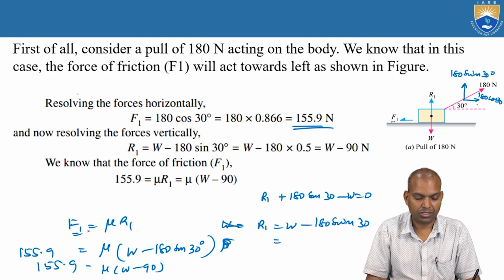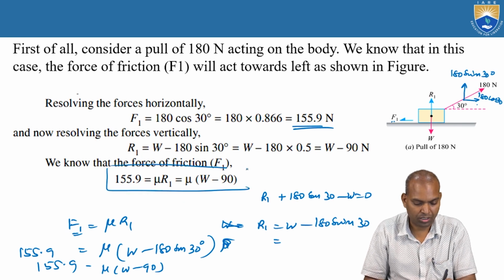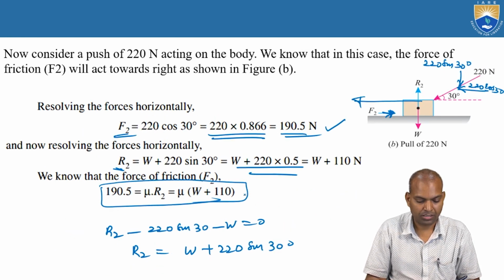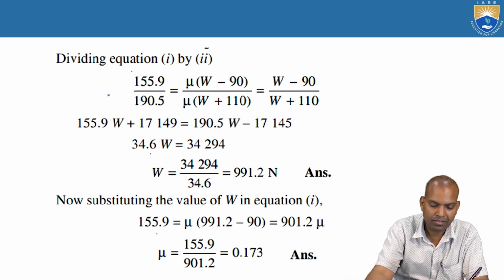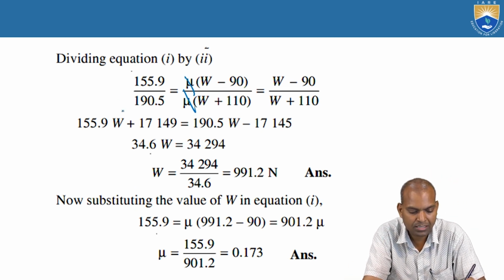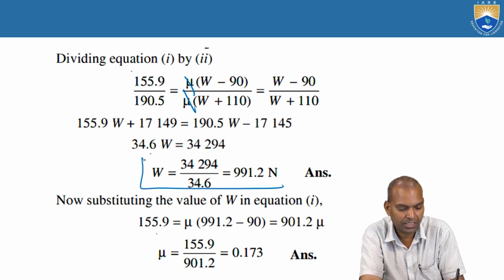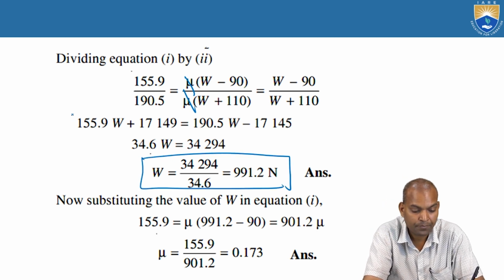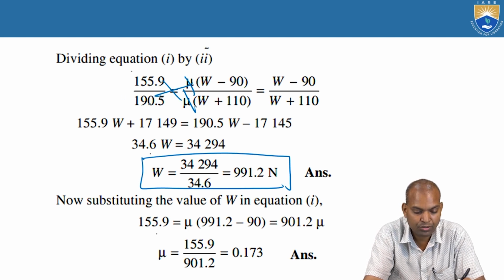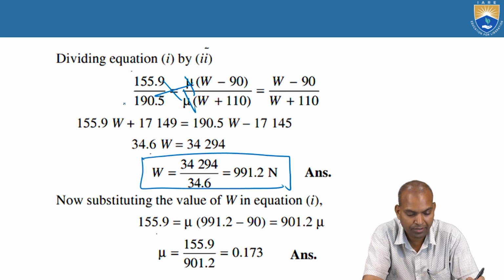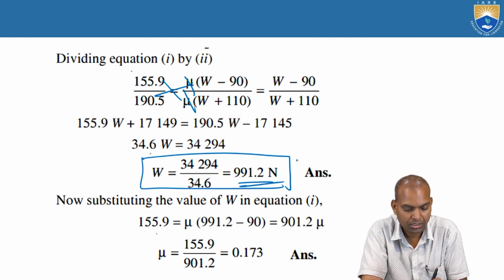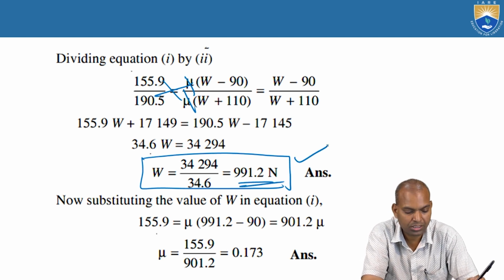There are two equations. One equation is this one here. Another equation is mu times (W plus 110). Now, divide one equation by another equation. The mu gets cancelled. From that the unknown value, weight, comes, that is 991.2 newtons. How does it come? Mu gets cancelled. By cross multiplication, (W plus 110) times 155.9 equal to (W minus 90) times 190.5. Then simplification gives 991.2 newtons.